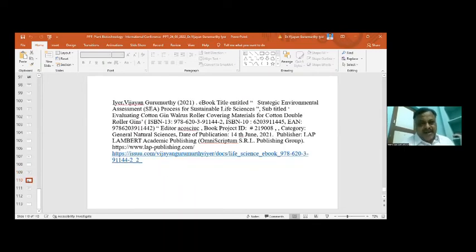And this is another important book, Strategic Environmental Assessment Process for Sustainable Life Sciences, that is, evaluating gin cotton gin walrus roller covering materials for cotton double roller gins. Walrus was the first material used in 1940 by the Gillham engineers. And the walrus became extinct after considerable years. So the UK and USA are investigating new rollers. That is the scientific improvement of the properties of gin roller covering materials by Gillham, a very renowned scientist working in the United States Department of Agriculture, USA.